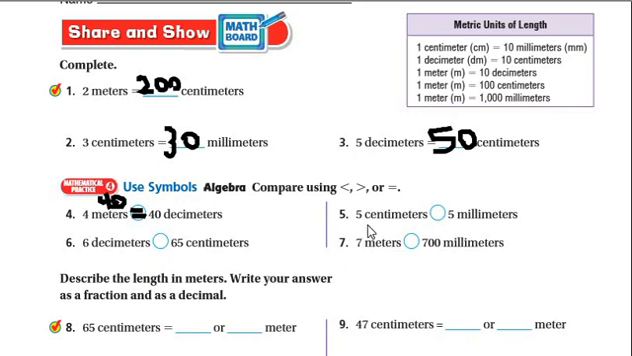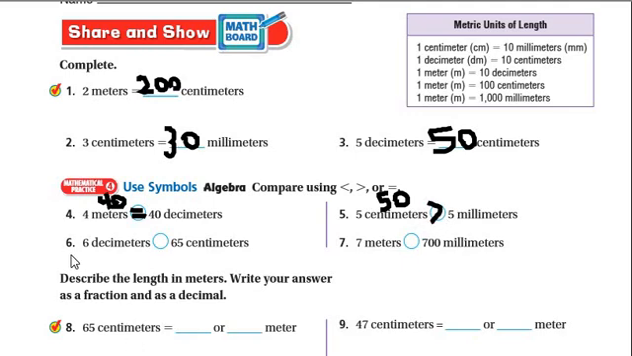Let's see number 5. 5 centimeters and 5 millimeters. How many millimeters in 1 centimeter? I have 10, so let's multiply 5 times 10, which will be 50. So I have on this side 50 millimeters and 5, so of course 50 is greater.